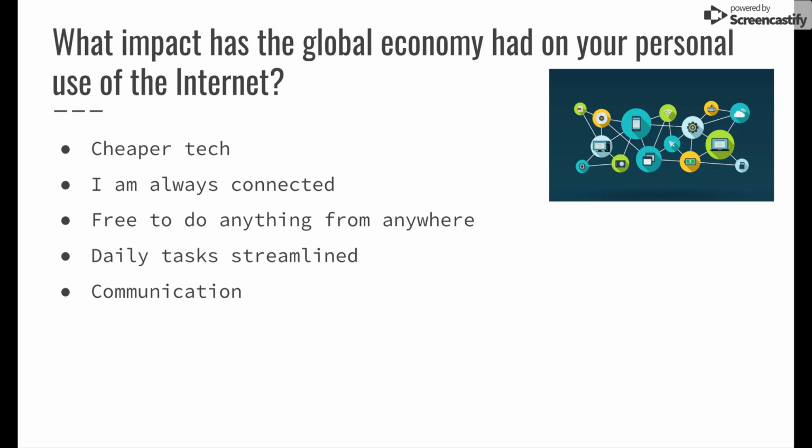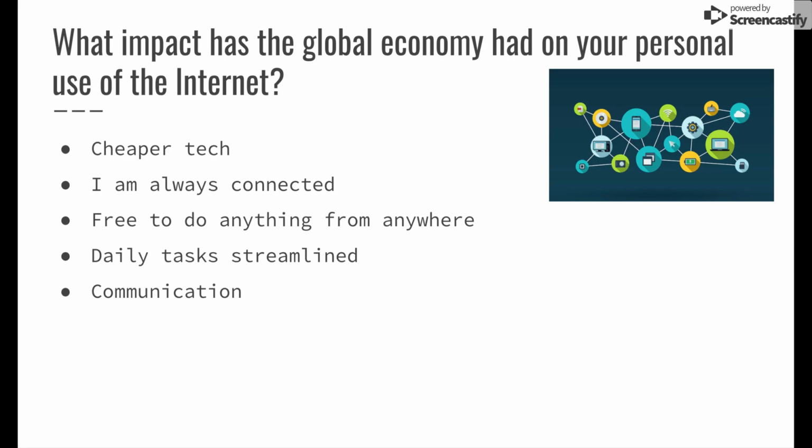Personally, I know that my internet usage has changed drastically due to our new global economy and the shrinking world, as they call it. Cheaper technology is outsourced from other countries. There's cheaper labor. It's imported and exported in a much more cost efficient way, which makes technology super available to a lot of people, and to me especially.